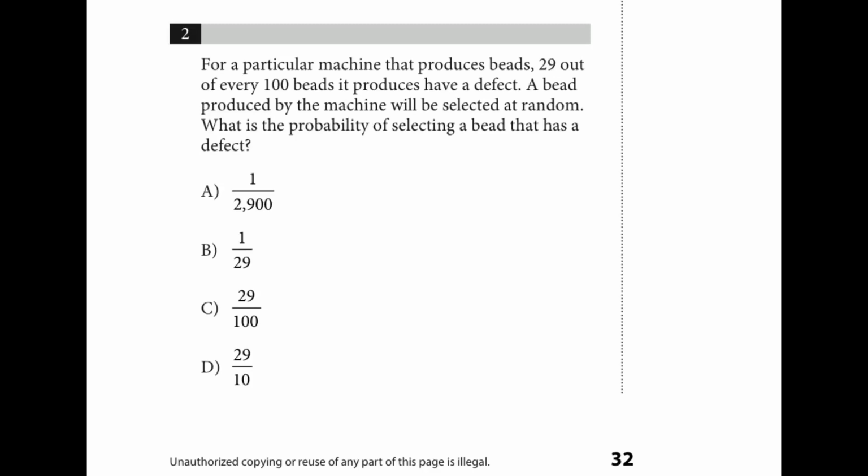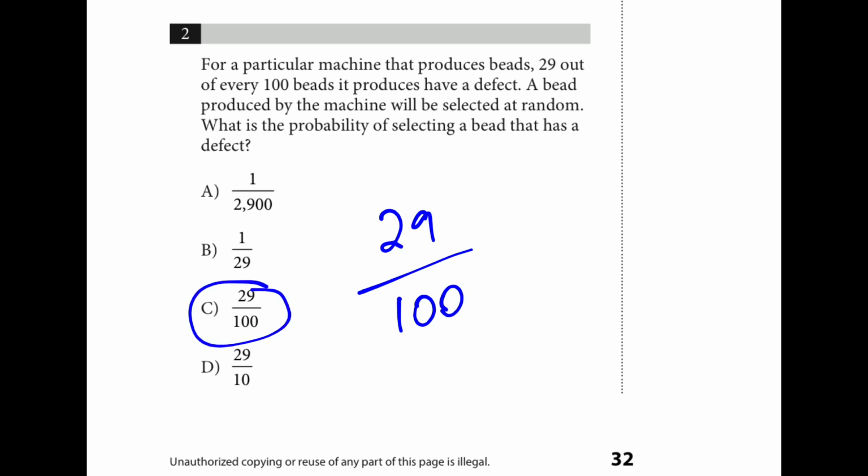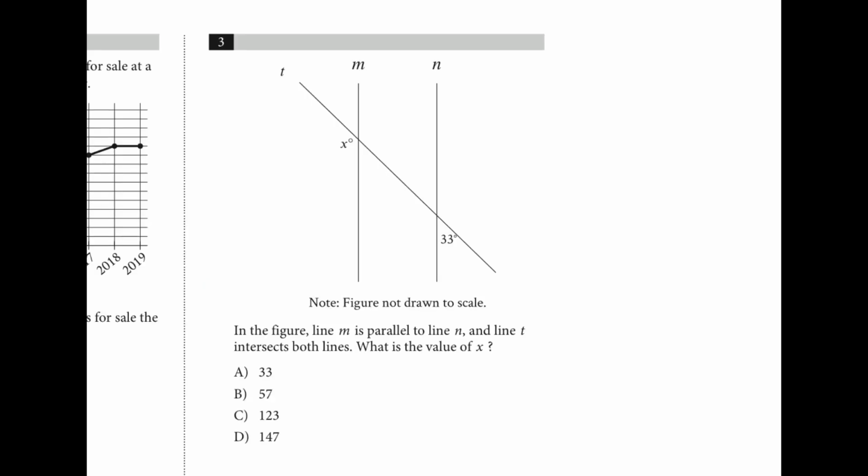For a particular machine that produces beads, 29 out of every 100 beads it produces have a defect. Sounds like a terrible machine, but a bead produced by the machine will be selected at random. What is the probability of selecting a bead that has a defect? So the 29 goes on top, the 100 goes on bottom. You can't really simplify that. C.